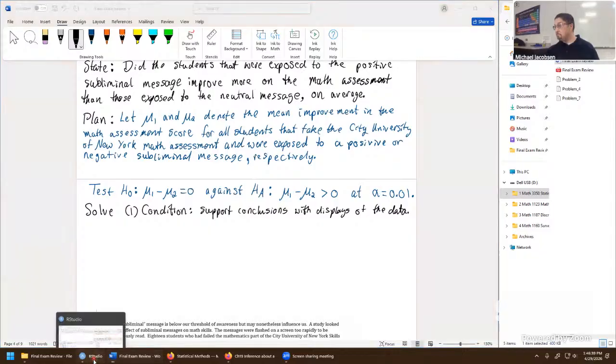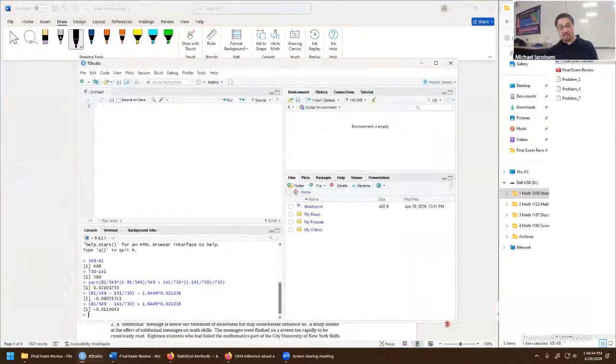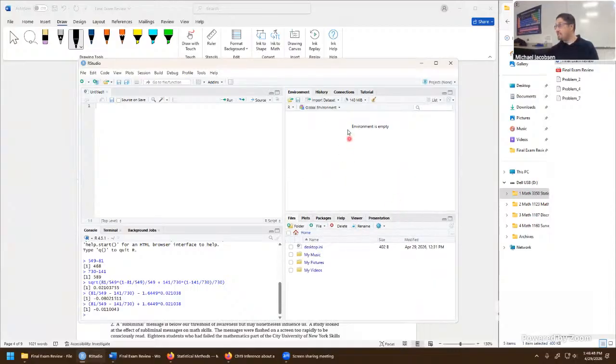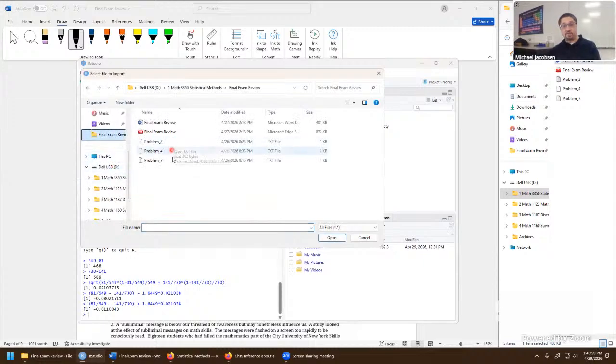Okay, let's run through it. Condition checking with categorical is usually a little bit more straightforward, but for quantitative, it's touchy. So we need to visualize the data. At this point, we need to import. Like on the real final exam or on the review, I'll have text files like you see here, entitled this kind of way for the right problem.